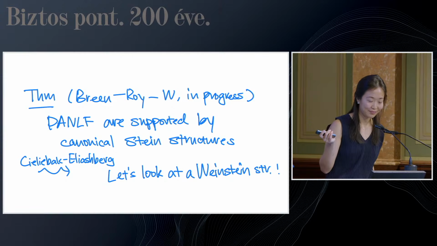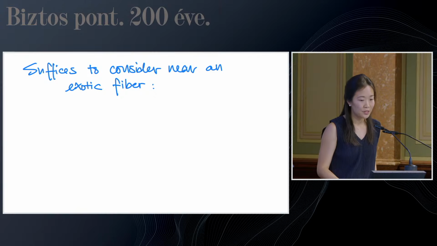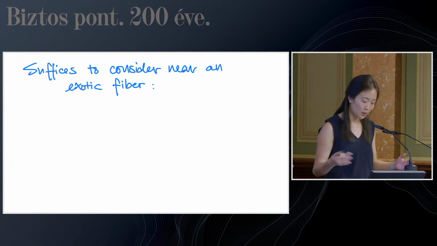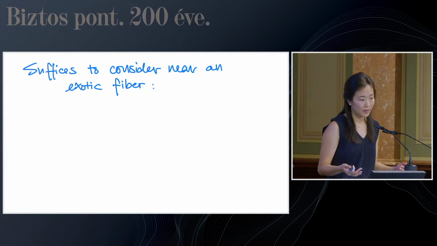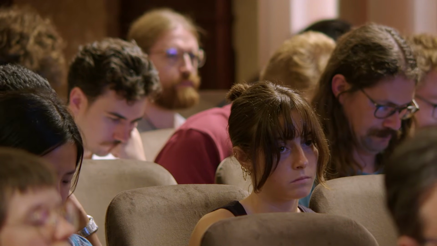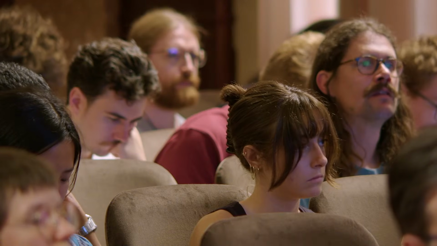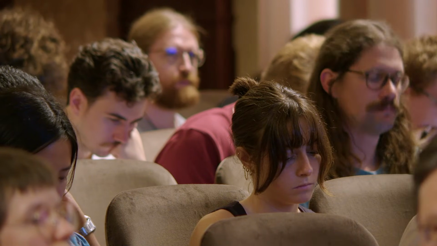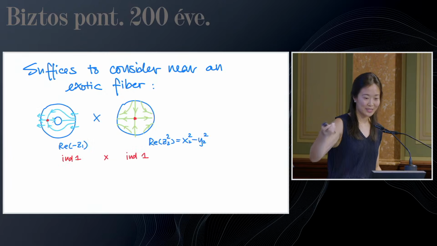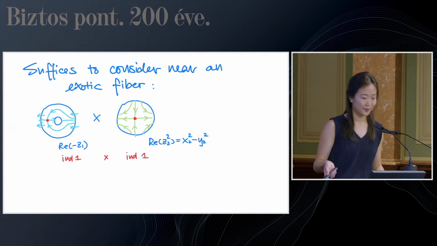fibrations. By previous works that I mentioned, we already know how to build a Stein or Weinstein structure on a regular Lefschetz fibration. You start with a fibration, and then you attach a two-handle along each singular fiber, whenever you have a singular fiber. So it suffices for us to consider what happens near an exotic fiber.